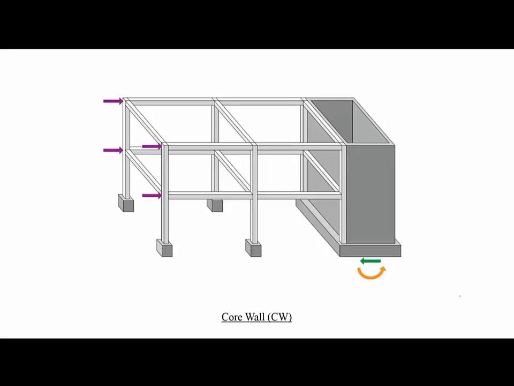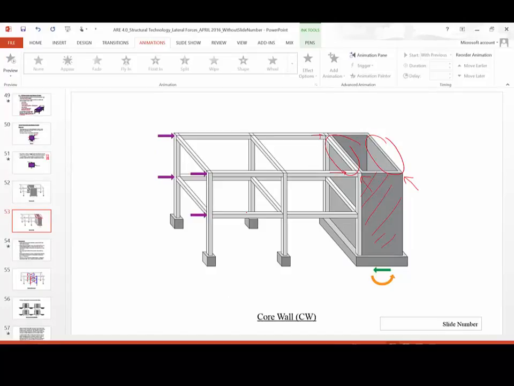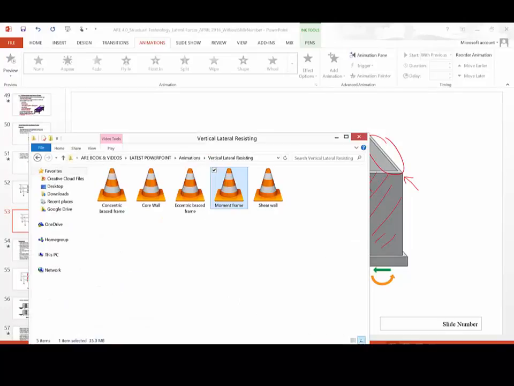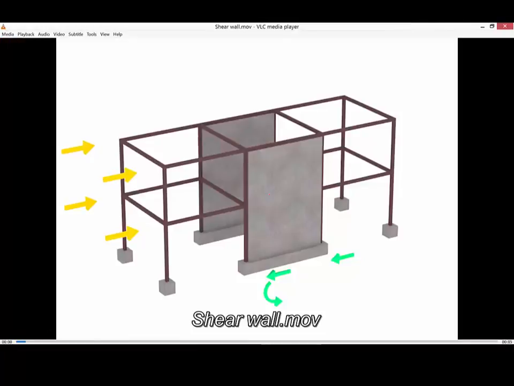In this case, we have a core wall that provides shear resistance in both directions. If you are looking at this direction, in which the forces are shown here, then these two walls are going to take the load. If you have forces in this direction, these walls are going to provide resistance within their plane. Now, let me show you a few animations of the shear walls and also the core wall, and how they behave under lateral load. Let's first look at the shear wall here.